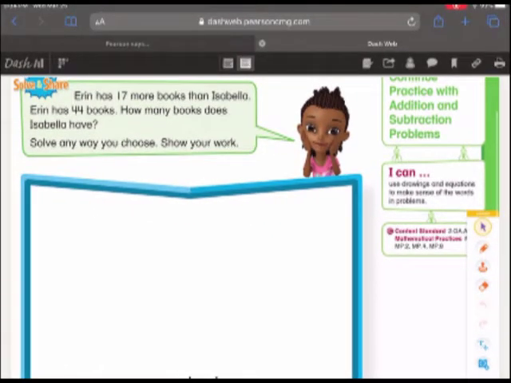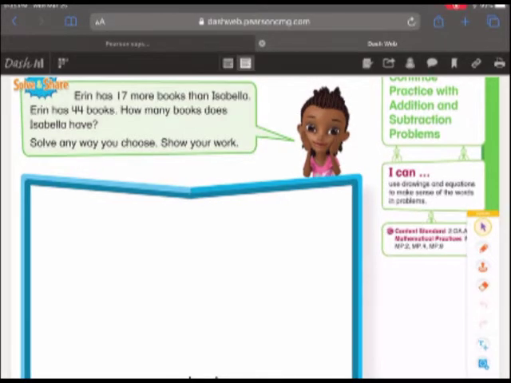These drawings and equations will help us keep track of what we know and what we don't know while we try to figure out the unknown numbers in these word problems. Let's take a look at solve and share. Aaron has 17 more books than Isabella, and Aaron has 44 books. How many books does Isabella have?